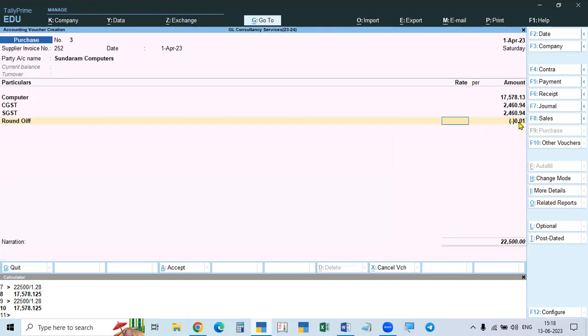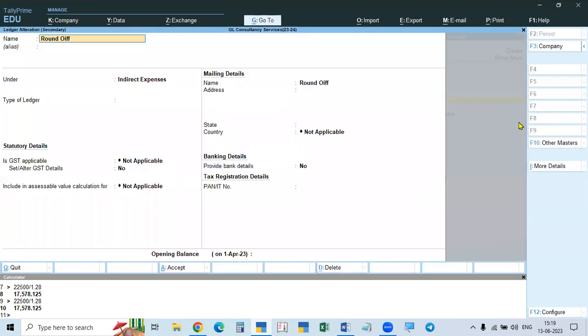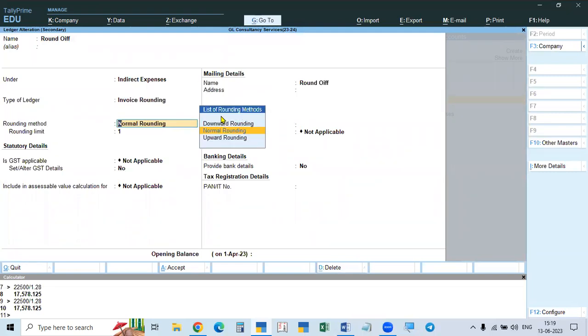But instead of this, when you are creating the round off ledger, we can make it automatic. How do you do it here? See, round off under indirect expenses, and then the type of ledger, make it as invoice rounding. So how will you round the invoice? That is normal: 50 or more, increase; less than 50, up to 49, decrease. The rounding limit is 1 rupee, 1 rupee up or 1 rupee down. So that we will take.